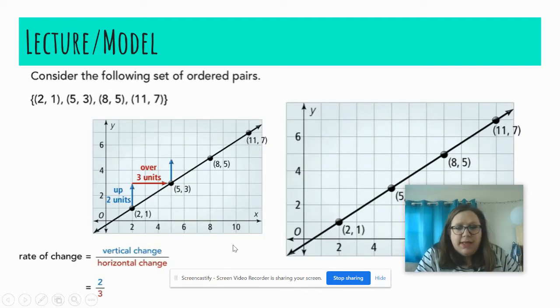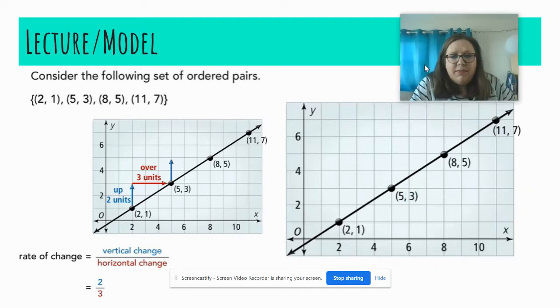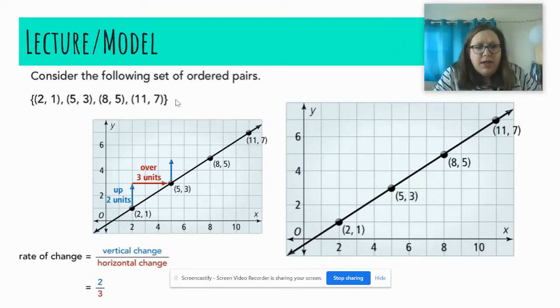As you can see here, this would be an example of a linear function. If I graph the points, they form a straight line. And you can see our slope each time is up 2 over 3, up 2 over 3. So it is a straight line with a constant slope. That is a linear function.